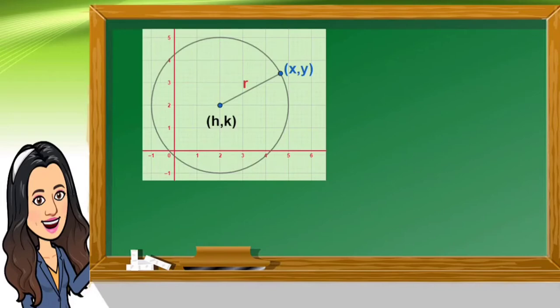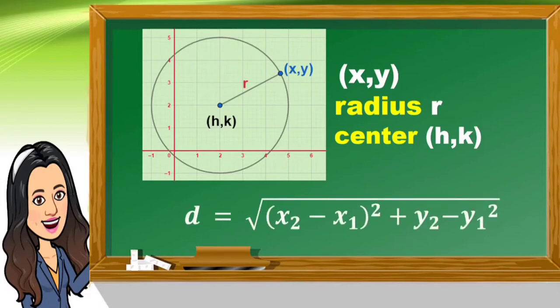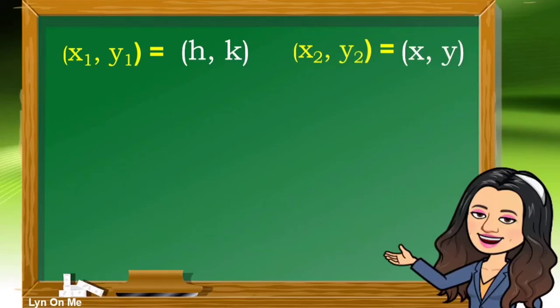Given this illustration, let point (h, k) be the center of the circle and the point (x, y) represent any point on the circle, and the radius r. To find again the length of the radius r, we will use the distance formula. Let's represent point (h, k) as our first point and then point (x, y) as our second point.